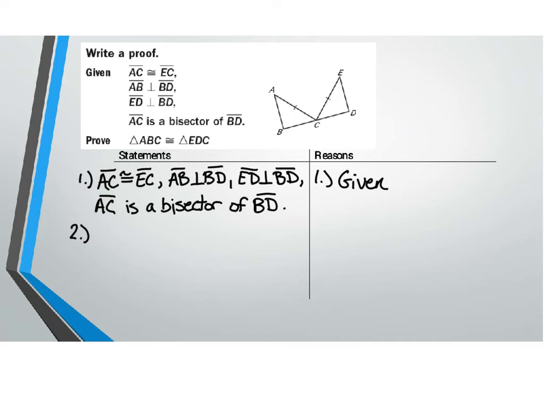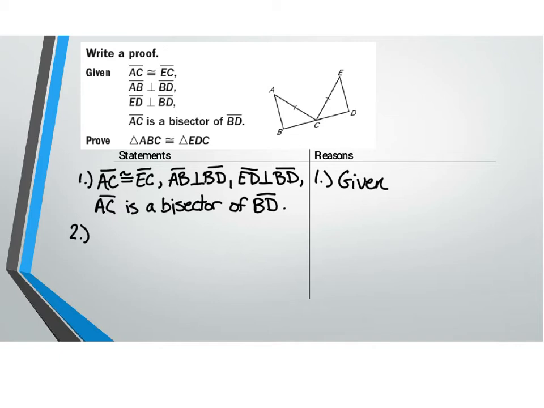So let's do a proof. Here, we are writing a proof to show that triangle ABC is congruent to EDC. And all of this information up here is given to us. Now I've already got that written down, so go ahead and write that down, because that's our first step in our proof, is to write down the given information.